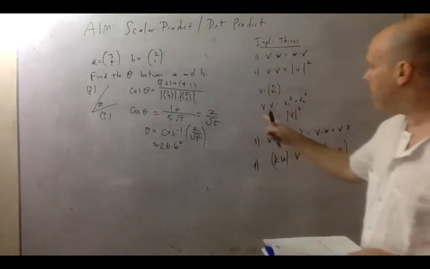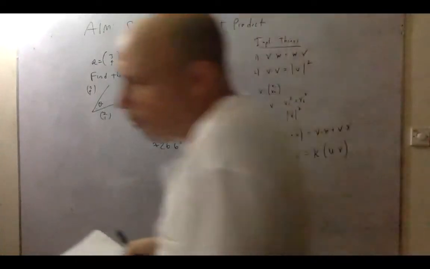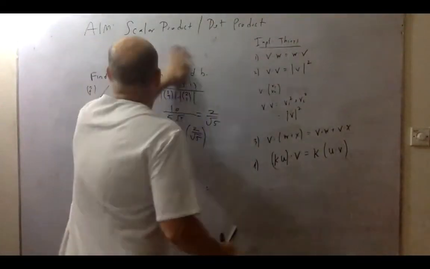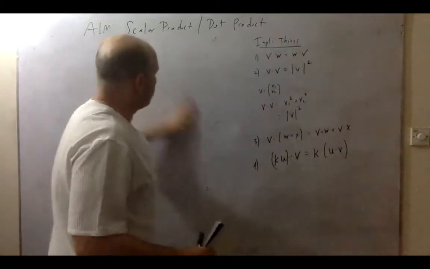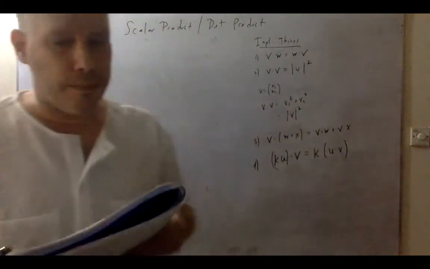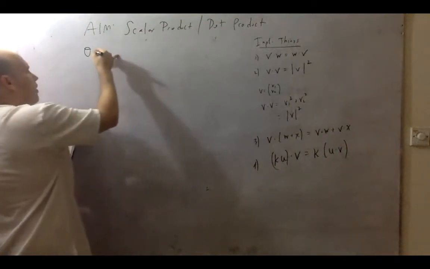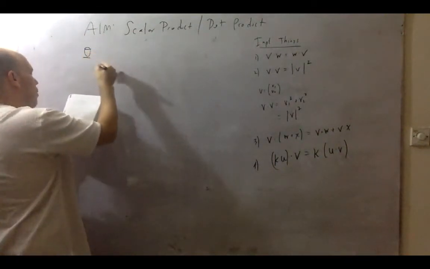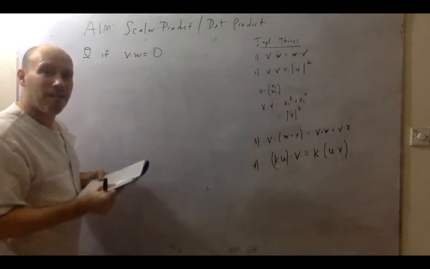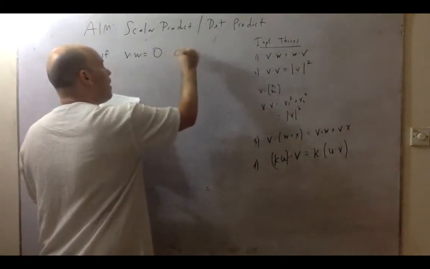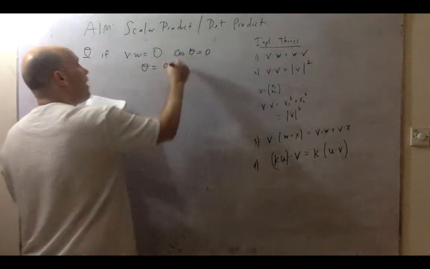Okay, so let's get back to that. So we have these properties. Let's get back to the angle, because this is kind of cool. The question is, can we tell the type of angle just by looking at the dot product? The answer is yes. So let's think about it. Number 1, let's talk about the angle. If the dot product is 0, that means the cosine of theta equals 0, and therefore theta equals 90 degrees.